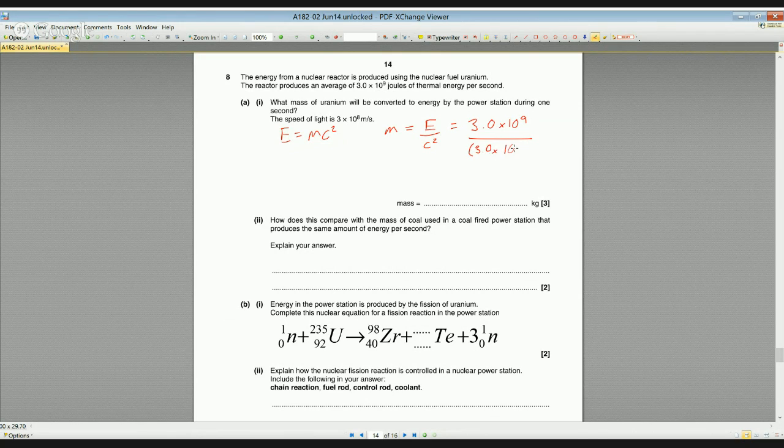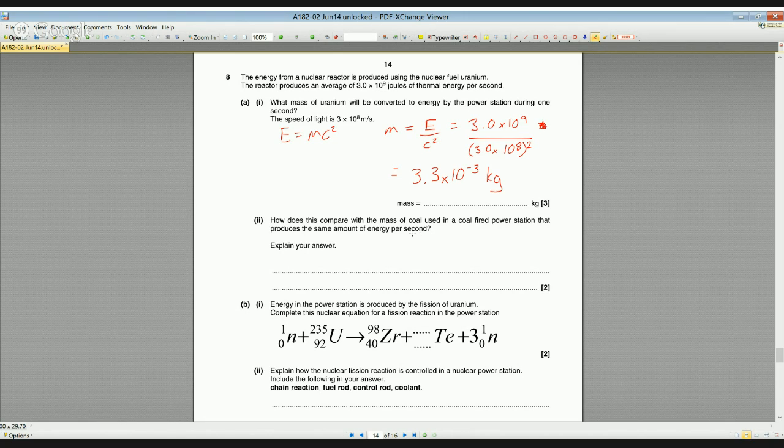3.0 times 10 to the power of 8, and we square all of that. So it becomes 9 times 10 to the power of 16. And our answer to that then comes out as 3.3 times 10 to the minus 3 kilograms. Just worth reflecting on that. That's 3 grams to produce that huge amount of energy. It was 3 grams of uranium. Because that links nicely into part 2 of this question.